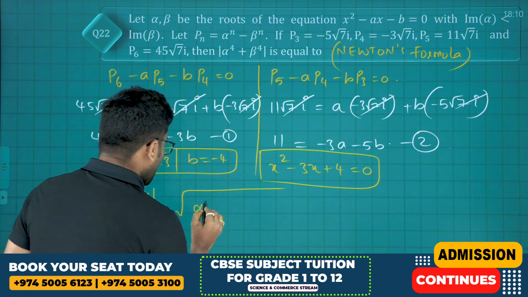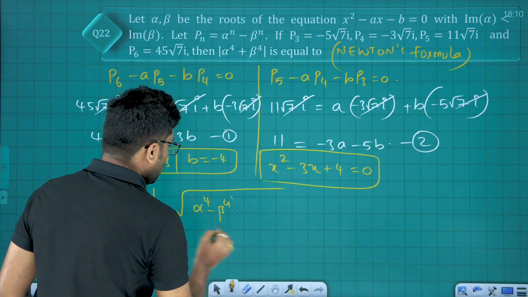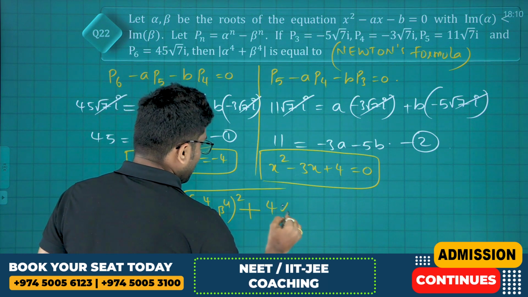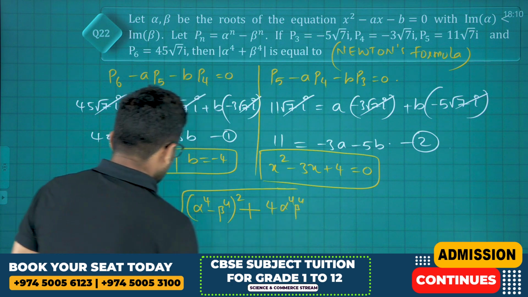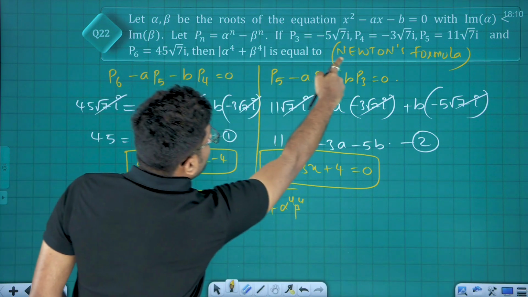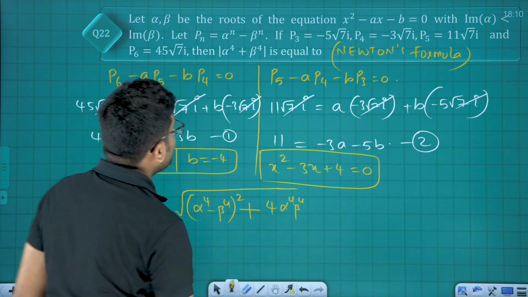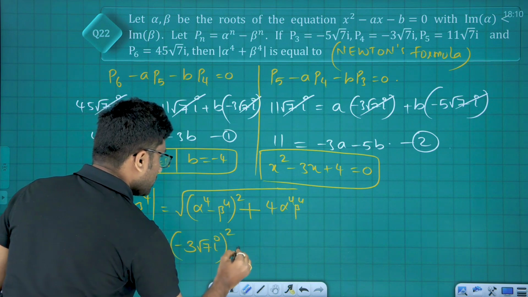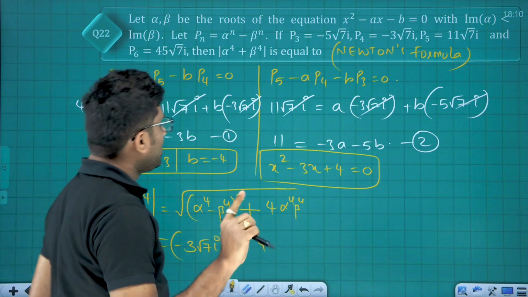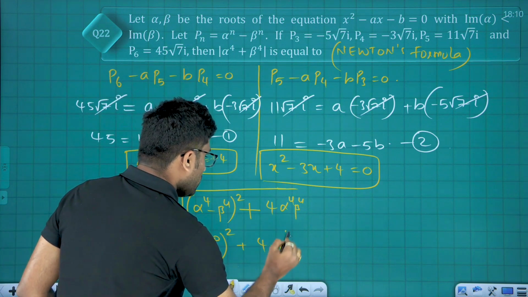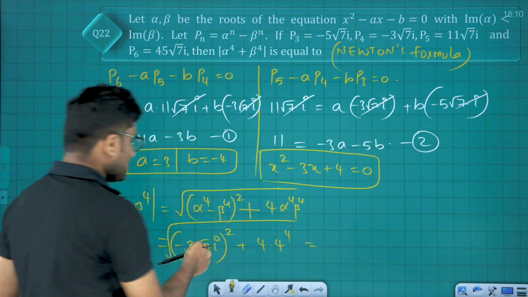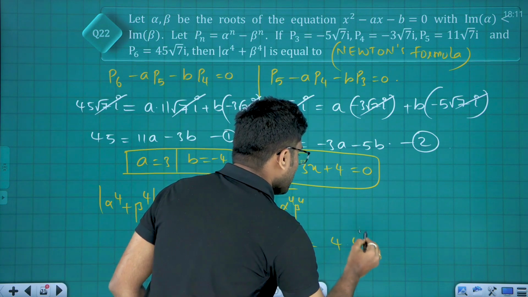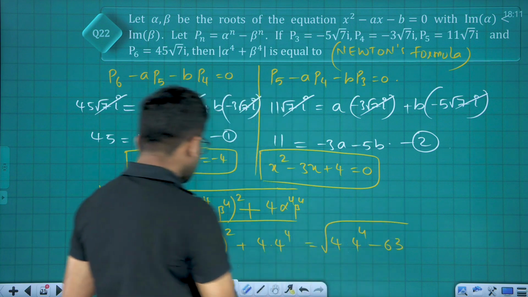In the same way, alpha power 4 minus beta power 4 whole square, that is p4 whole square, plus 4 times alpha power 4 into beta power 4. Alpha power 4 minus beta power 4 is p4. Where is p4? p4 is minus 3 root 7 i. Minus 3 root 7 i whole square plus 4 into, what is alpha beta? Alpha beta is the product of the roots, 4. 4 into 4 power 4. So clearly i square is minus 1. 7, 3 square 9, 9 7s are 63. 4 into 4 power 4 minus 63.